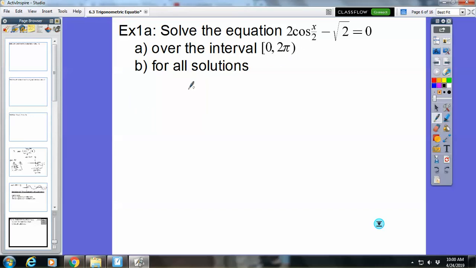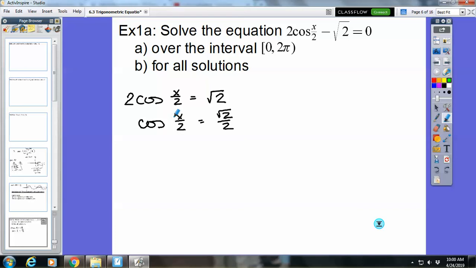We start solving it just like you were solving before. So what would your first step be? Radical 2. We'll try and get the cosine by itself. And then we would divide by 2. Okay. You cannot get rid of this angle right here. I can't just say I'm going to take everything times 2 and cancel it, because it's inside the cosine.